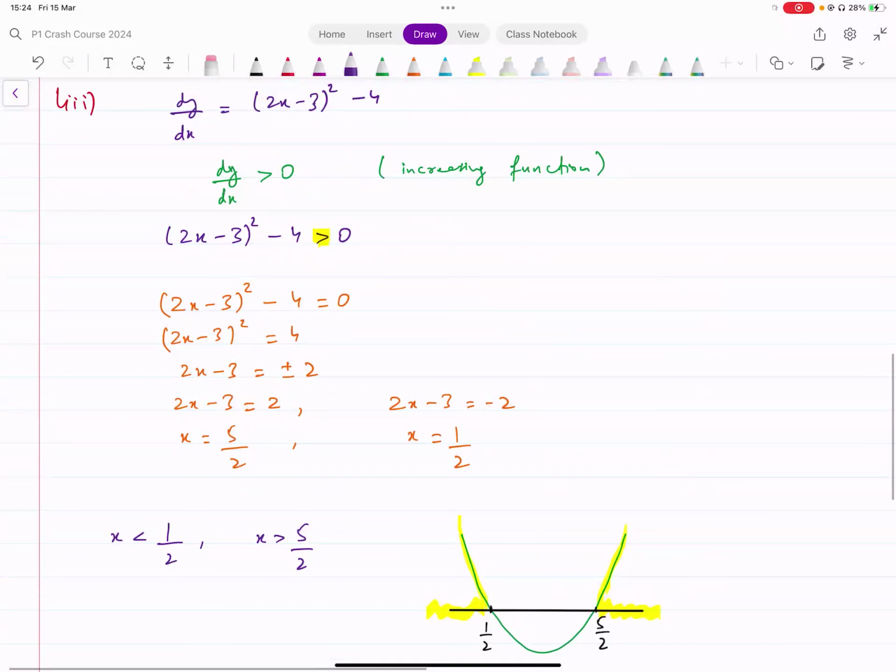So you just put the derivative greater than 0 because it was an increasing function, and then solve that quadratic inequality that you get from that. Make sense? Is this clear to everyone?